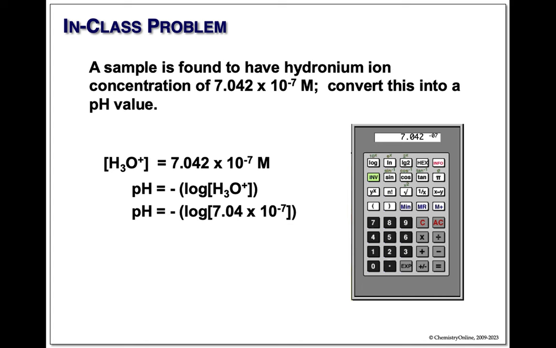When we hit the log button, we get minus 6.15. We change the sign. This is our pH. Enter hydronium. Hit log. Change the sign. The key equation here: pH equals minus log hydronium. Please make sure your card has both of these equations clearly written down so you can read them.